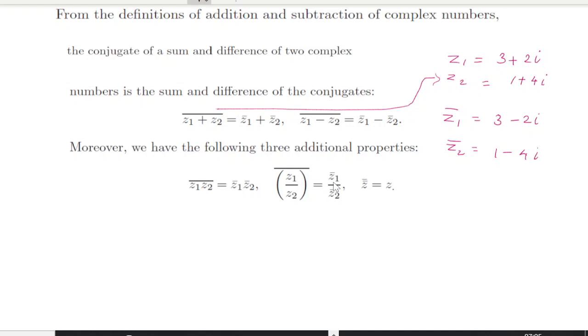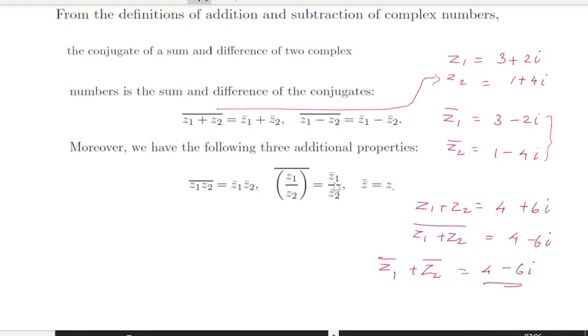Now suppose you are finding z1 plus z2. What is that? We can easily get 4 plus 6i, right? Now what is the conjugate of z1 plus z2? That is 4 minus 6i. Right? Now you find what is z1 bar plus z2 bar. When you add these two, you will get 3 plus 1, 4, minus 2 plus 4, 6i. You are getting the same, right? So the conjugate of z1 plus z2 is the same as z1 conjugate plus z2 conjugate.